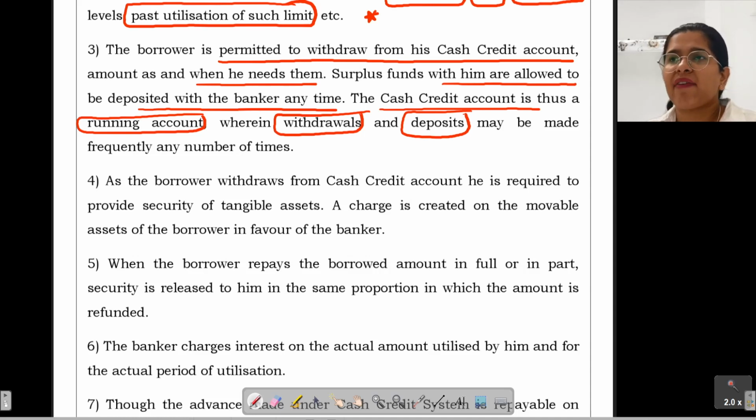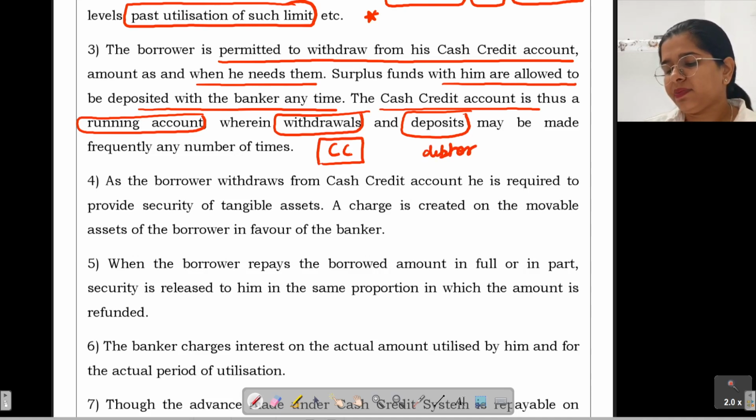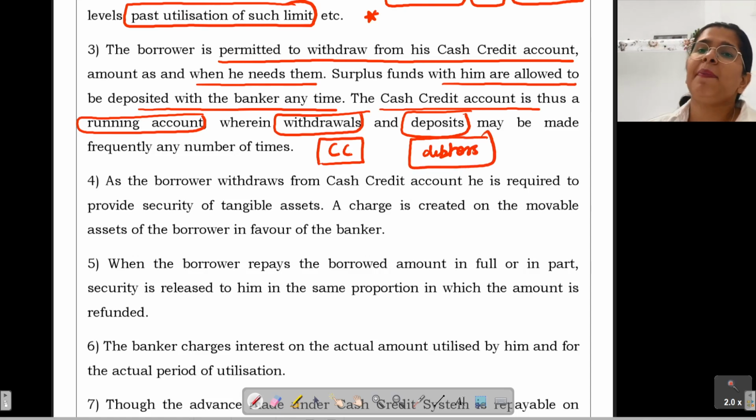Suppose I have a business, right? So obviously at the time of need, I am withdrawing from my CC limit. Okay. But suppose I have received payment from my debtors. So whatever payment I am receiving, I am depositing that also into my cash credit account. ठीक है, वो भी मैं वहां पे deposit कर रही हूँ. So this is not just a case of outflow. ठीक है, सिर्फ outflow नहीं होता, inflow भी होता है, right?